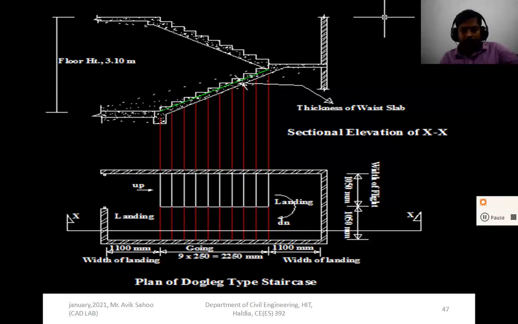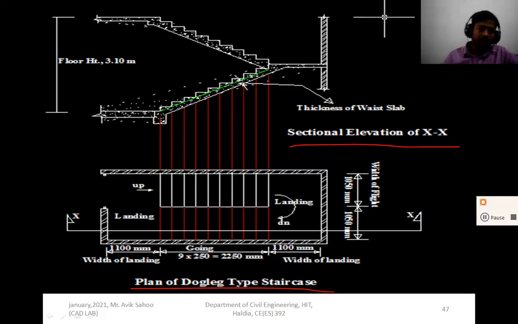Again, these drawings I have prepared in AutoCAD: the plan of the dog-legged staircase and the sectional elevation. This is a brick wall, and this symbol is a brick symbol. The wall is made of brick, and you see the 180-degree turn after reaching the landing. Again we go up and finally we reach the floor. The floor height given is 3.10 meter.